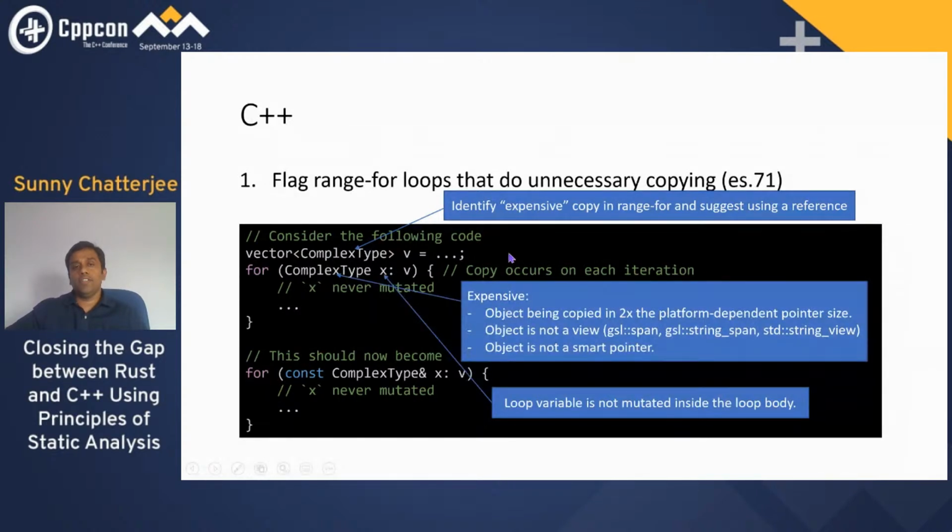It also wants to make sure that the data type is expensive. So it doesn't warn if the object is just a view or a smart pointer, because for those, passing them by value and taking a copy is just fine. It also wants to make sure that the loop variable is not mutated inside the loop body, because if it were, then you couldn't suggest a const ref.